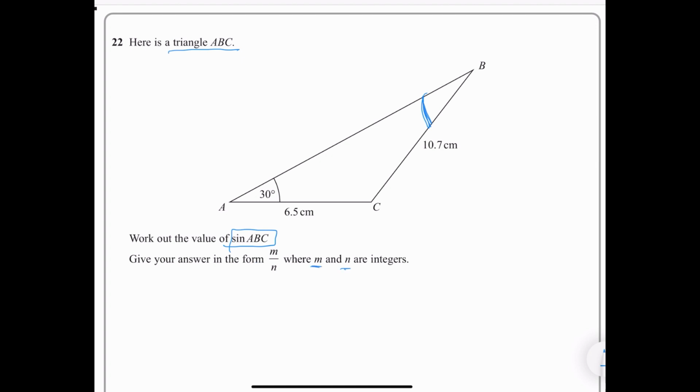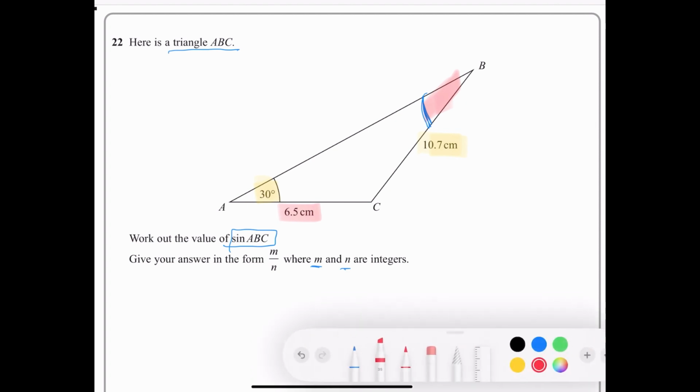Looking at this, it's not a right angle triangle, so I'm not using SOHCAHTOA. We do have a triangle, and I've got an angle and a side combo there. And if you can see, that would pair up with this angle and that side combo. So basically, this question is trying to get you to use the sine rule.